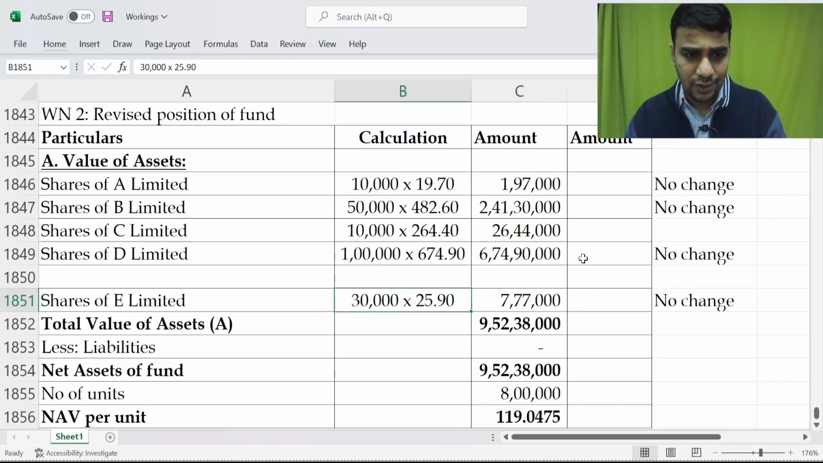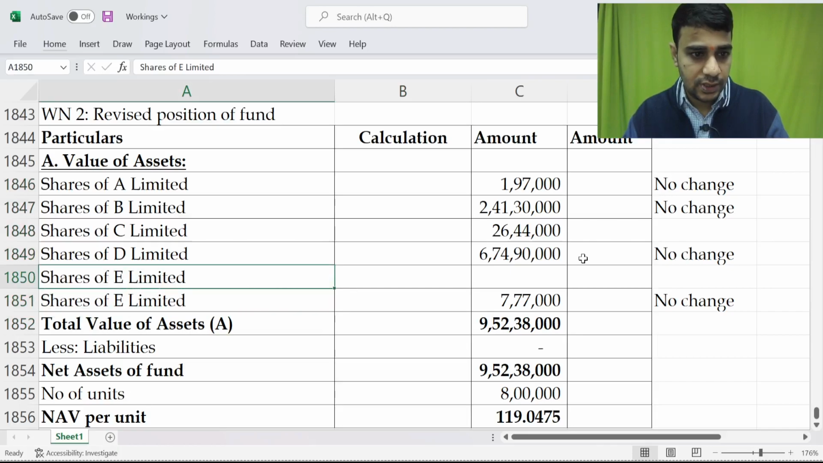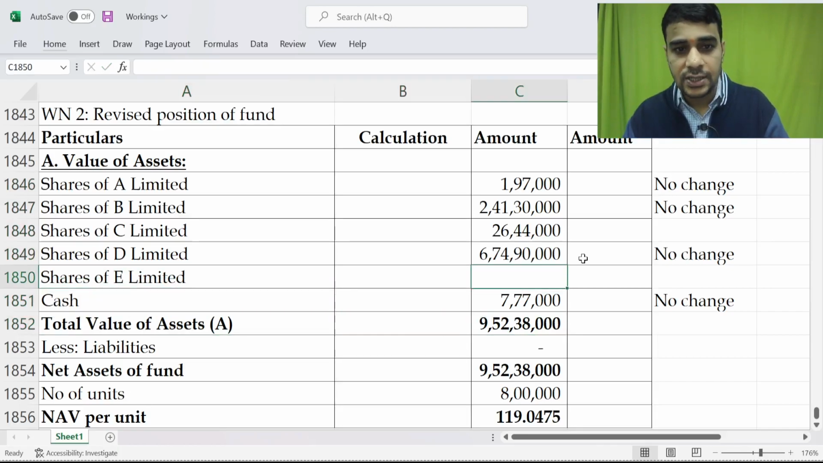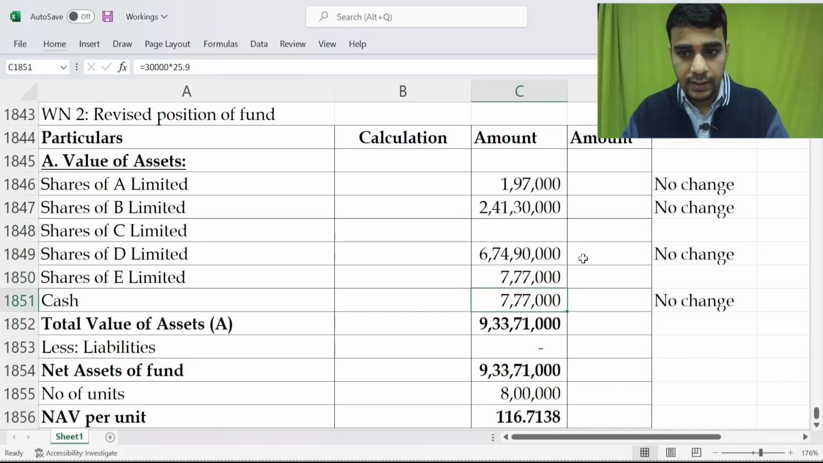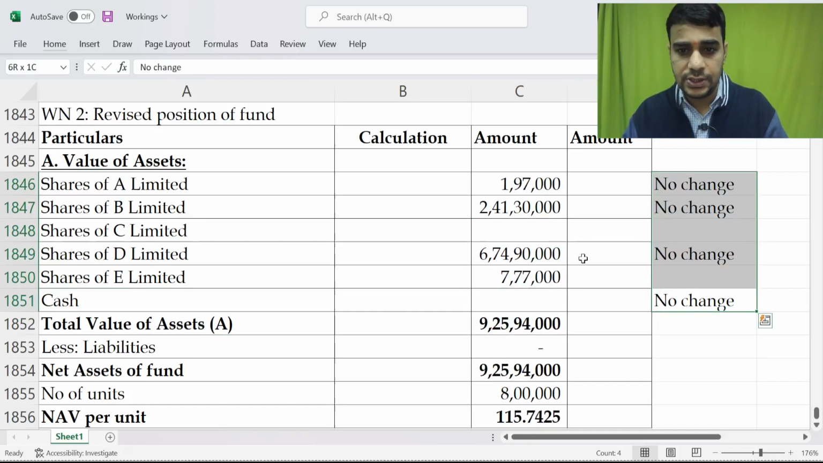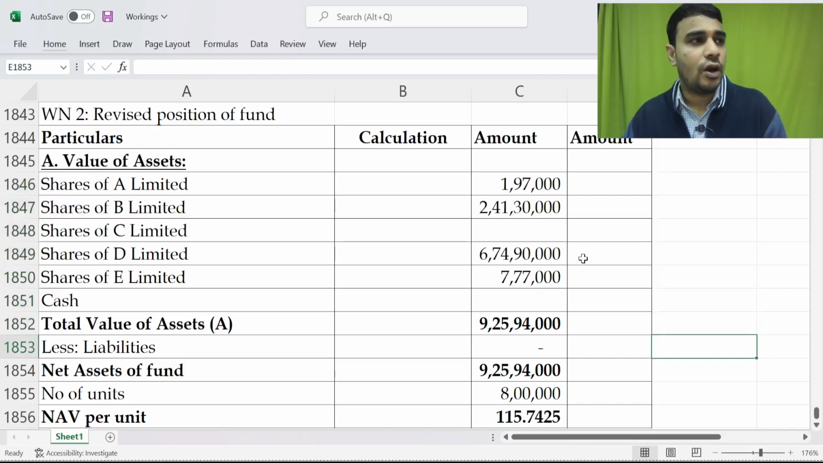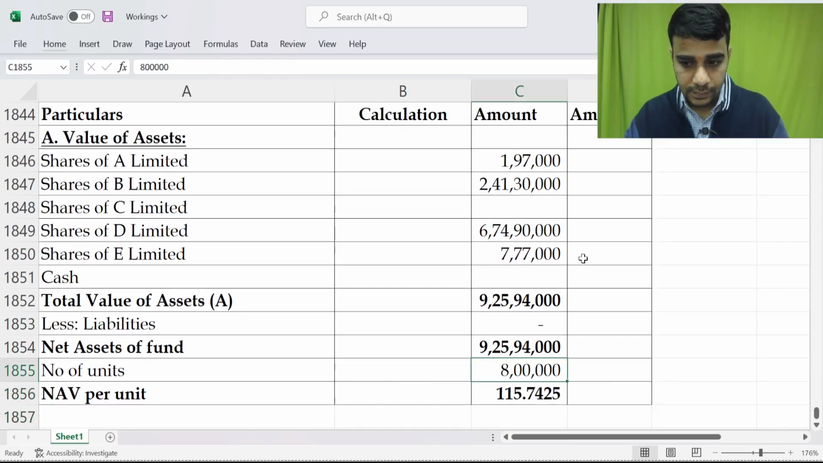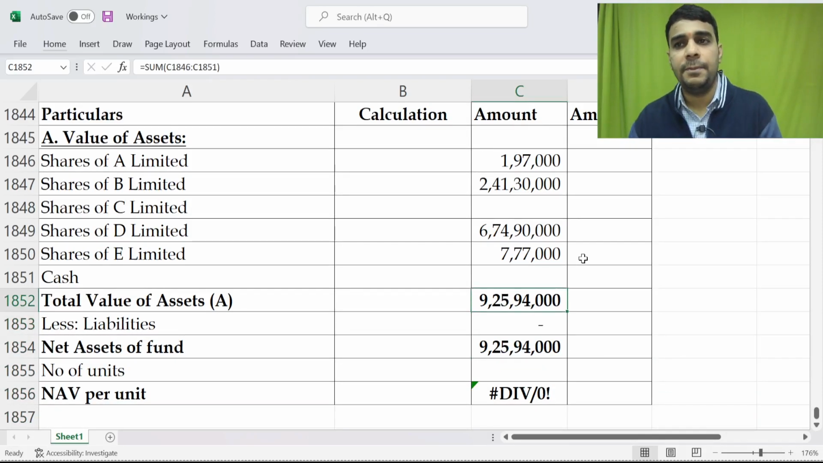So repeat this calculation. Shares of C Limited alone will change. So try to fill this. There's another amount column, I'll touch upon that in some time. You write A Limited same figure, B Limited same figure. C will undergo a change, cash will be there.